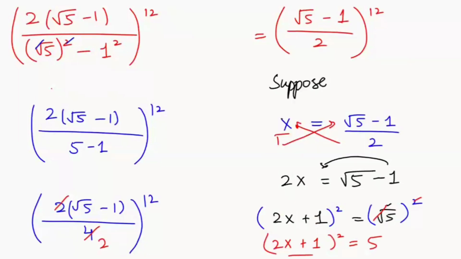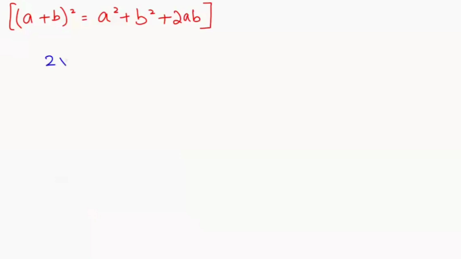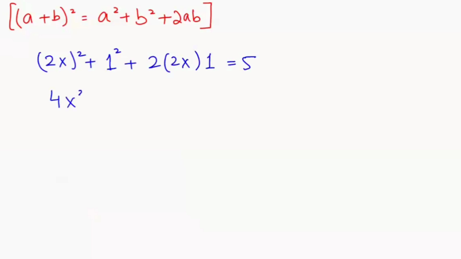Next here I will apply the algebraic identity, that is a plus b whole to the power of 2 can be written as a square plus b square plus 2ab. So that equation turns to 2x whole to the power of 2 plus 1 square plus 2 times 2x times 1 is equal to 5. And this will turn to 4x square plus 1 plus 4x is equal to 5.